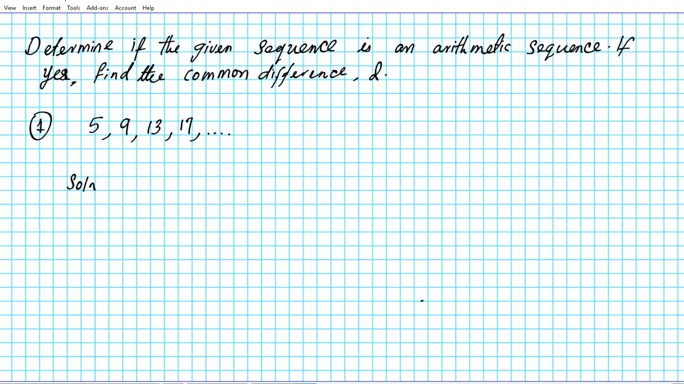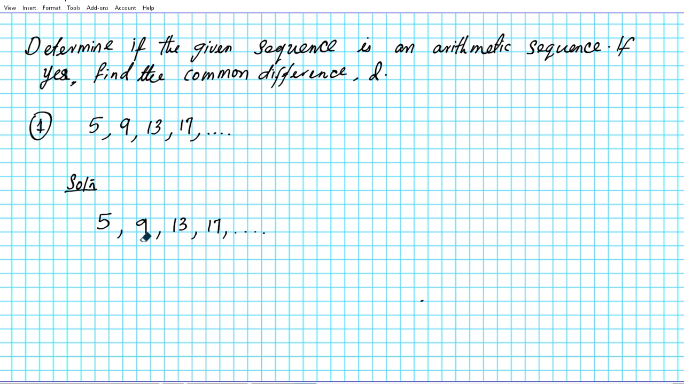Is this sequence or list of numbers arithmetic? Is it an arithmetic sequence? So in order to determine whether it's an arithmetic sequence or not, what we're going to be looking for is something called the common difference between consecutive terms. Okay? Consecutive terms are terms next to each other. For example, if you have 1, 2, 3, 4, 5, 6, consecutive terms are the term that's right after the other one.